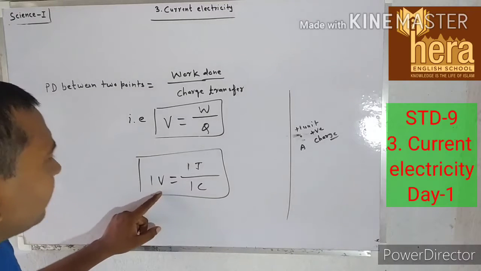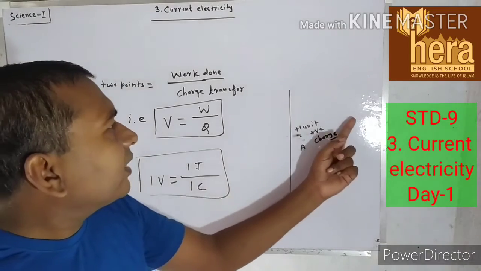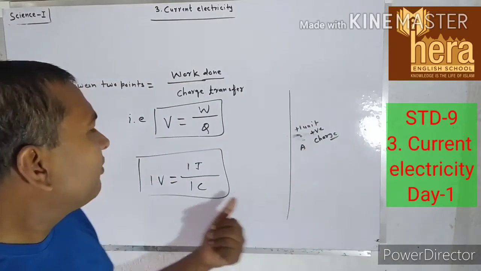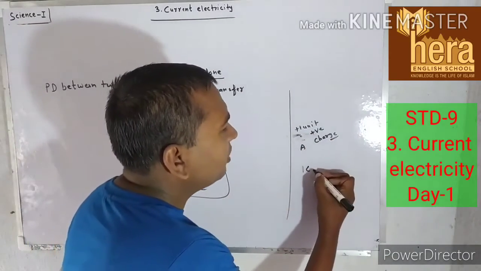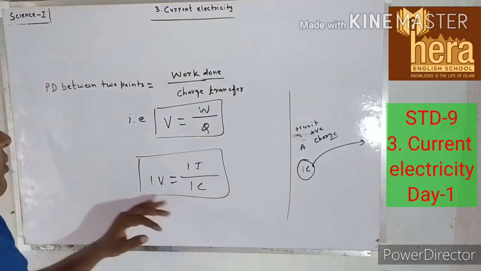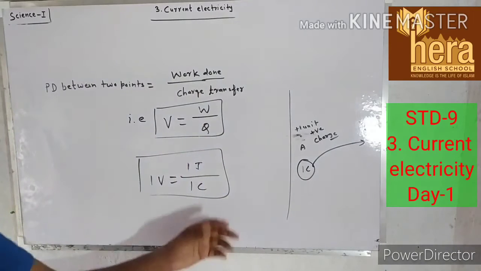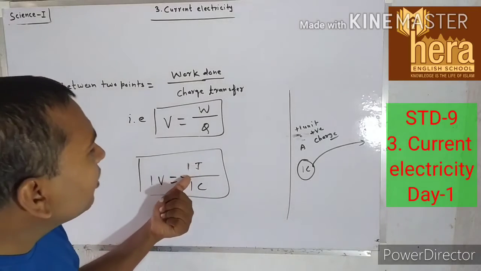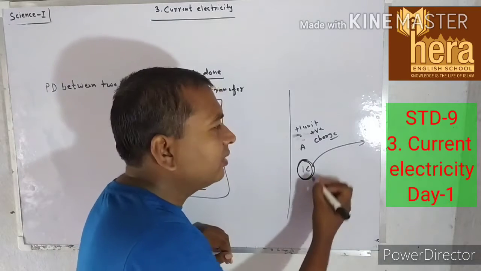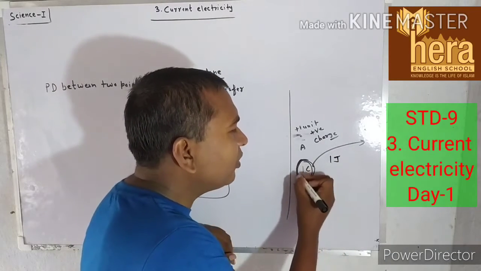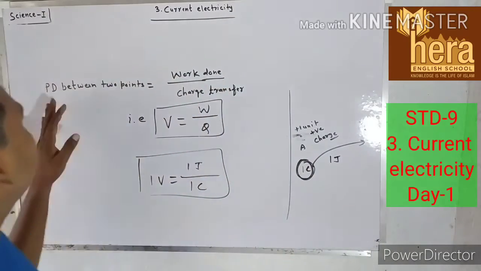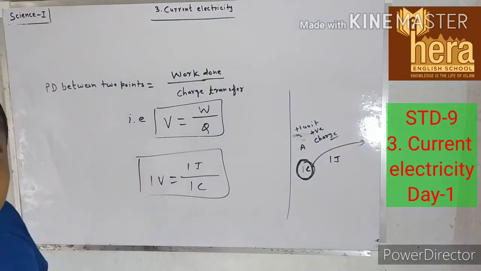1 volt potential difference means if 1 joule of work is done to move 1 coulomb charge from point A to point B, then we can say 1 volt. Okay. If 1 joule of work is done to move 1 coulomb of charge from point A to B, it is known as 1 volt.